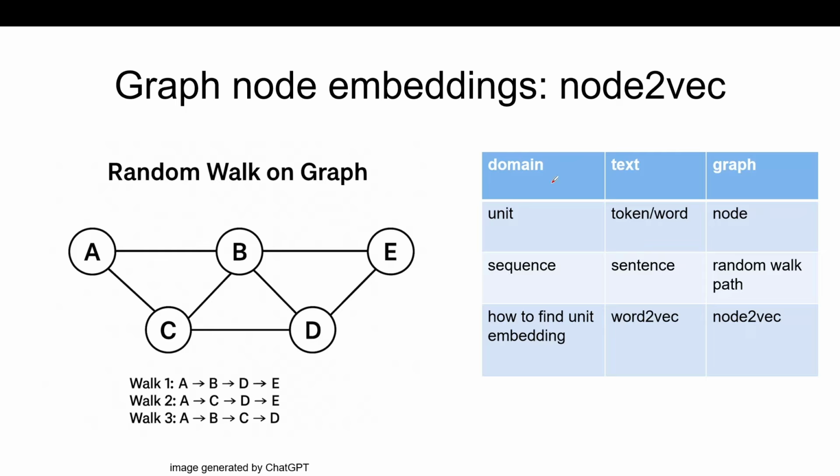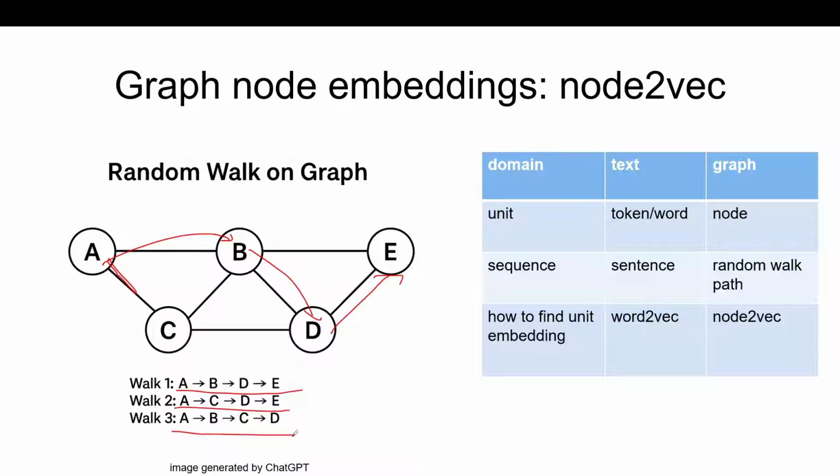For example, given this graph, we can run a simulation of multiple random walks. Each random walk will start with a random node, for example A, and it can go either to B or C. In this case, we go to B, then it can go to D, and then to E. So this is one random walk path, and we can repeat this multiple times such that we get a sentence corresponding to each random walk. In this case, we have 3 sentences. The first sentence is A, B, D, E. The second one is A, C, D, E, and the third one is A, B, C, D.